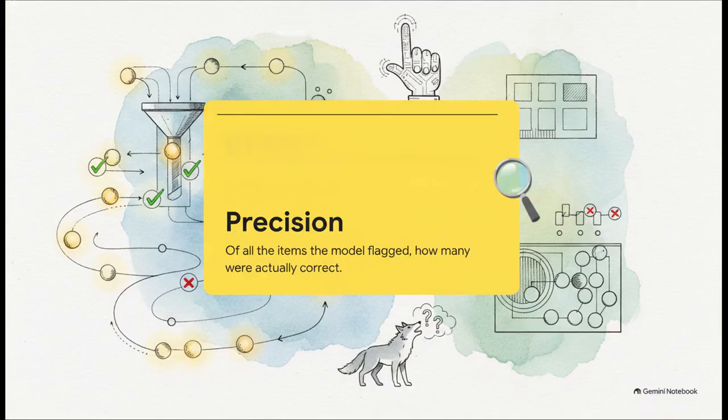And that brings us to a much more refined metric, precision. Of all the items the model flagged, how many were actually correct? Let's slow down for a second and really think about what this means. Precision is all about the validity of the positive flags that the model raises. When your ML model raises its digital hand and says, hey, I found something important, precision tells us the actual statistical probability that the model is right versus just crying wolf.